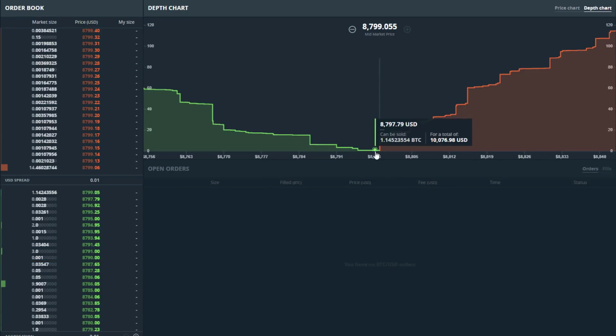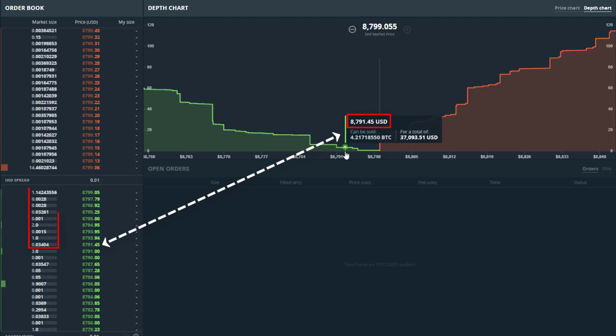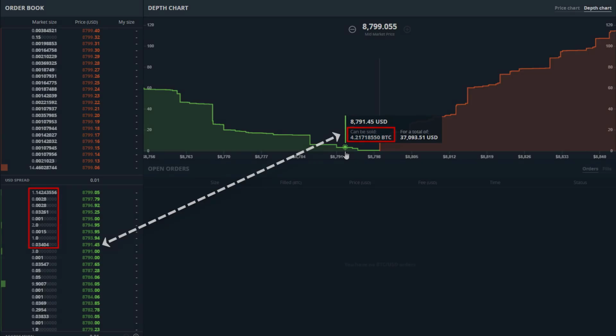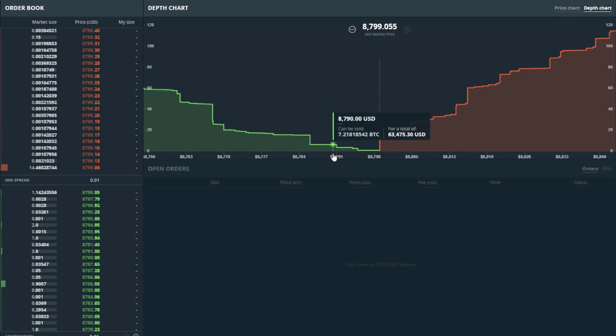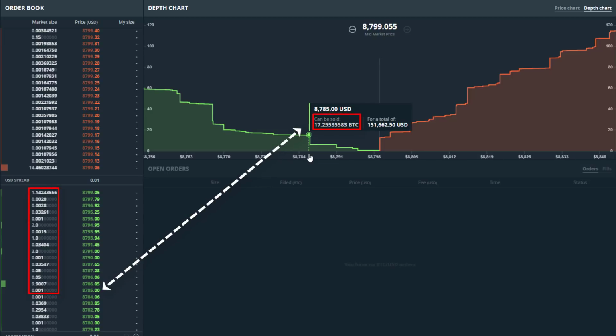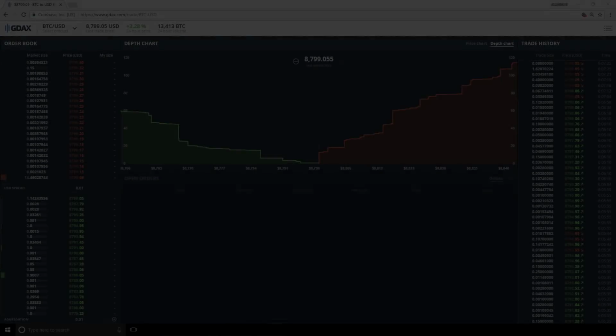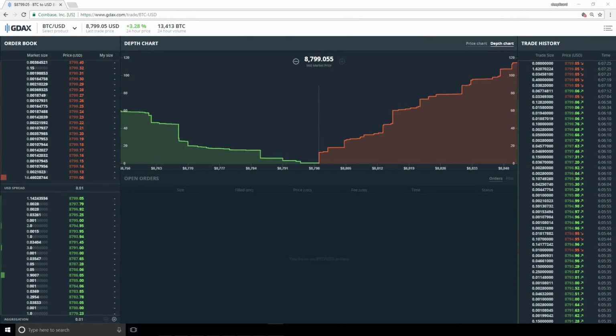The total sum of the sizes at or above 8797.79 is about 1.14 BTC. The total sum of the sizes at or above 8791.45 is about 4.21 BTC. The total sum of the sizes at or above 8790 is about 7.21 BTC. The total sum of the sizes at or above 8785 is about 17.25 BTC.